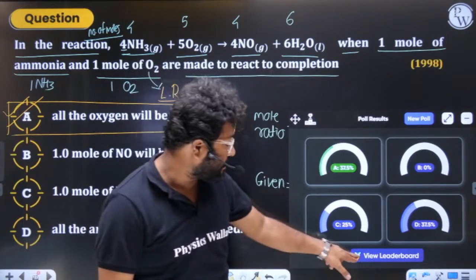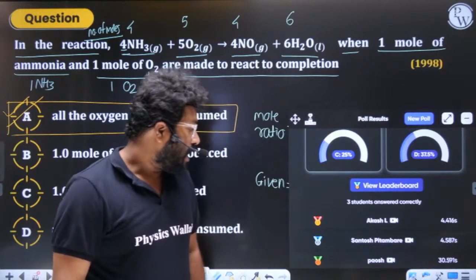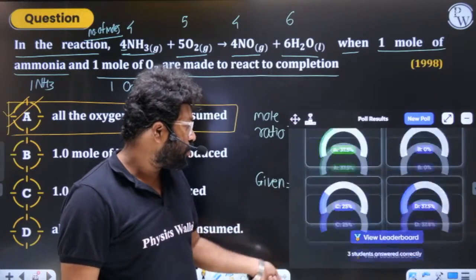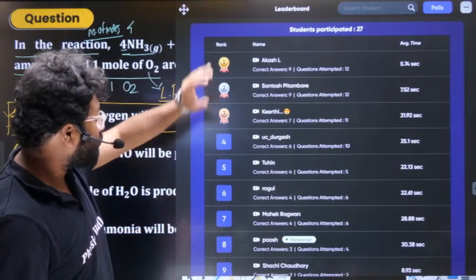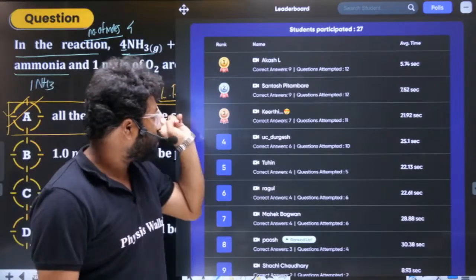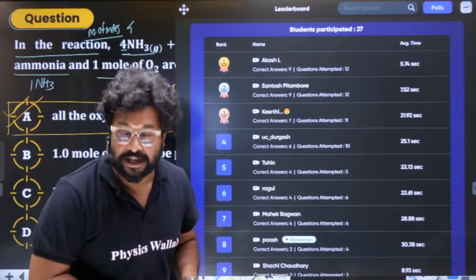37.5% people have answered it correctly. Very good. Of which Akash, Santosh and Paush have got it right. Let's see the leaderboard. Akash is right on top. On second number you have Santosh. On third number you have Kirti.